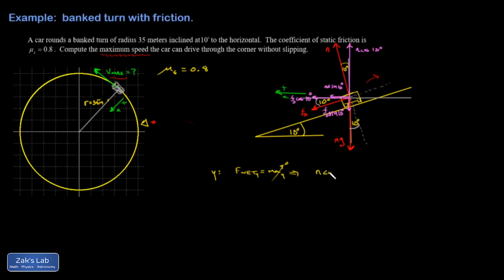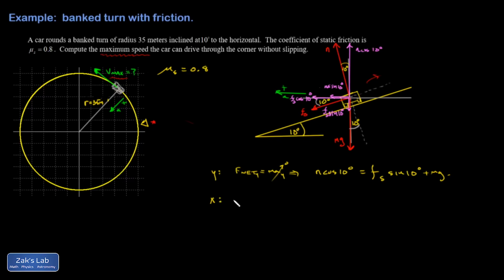So I have N cosine 10 degrees. That's my upward force. It has to be equal to the sum of the downward forces, which is Fs sine 10 degrees plus mg. And we're just going to keep that in that form for now. I actually have to move to a second page to finish the calculations on this problem, but that's where we're at right now.